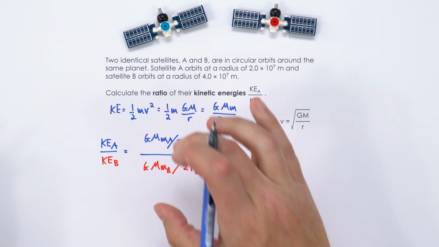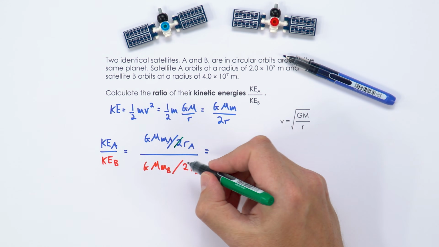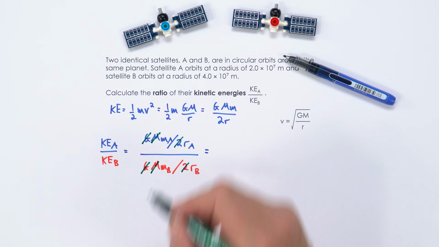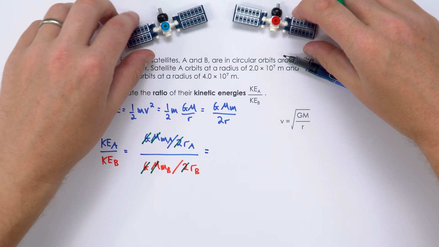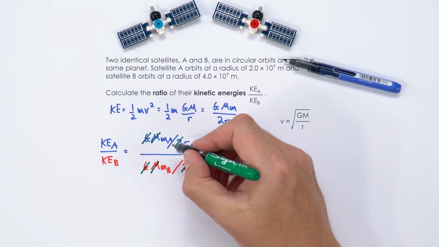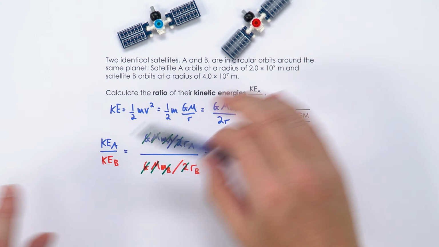Now there's a lot of stuff going on there, but we can start to simplify things. We've got a 2 on the bottom divided by that 2 on the bottom. We've got a big G and a big G, and we've got big M and big M. And also, it does say that the two satellites are identical, which means they're going to have the same mass. So mA and mB cancel as well.